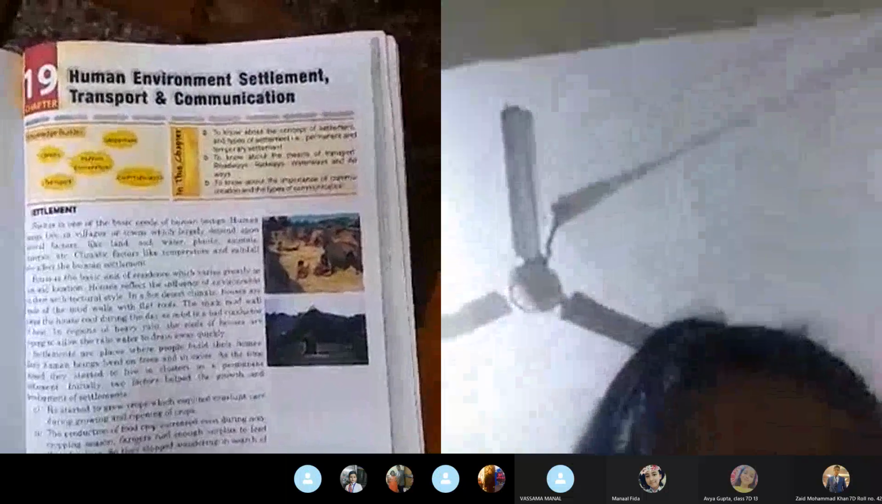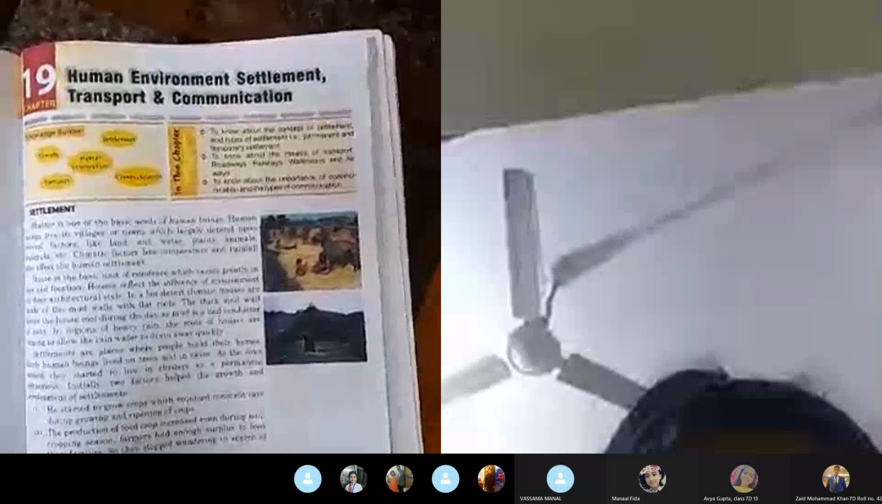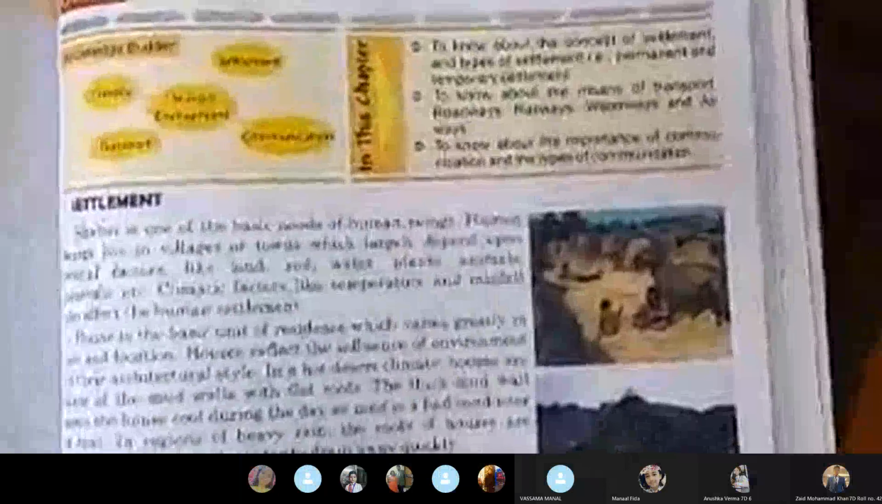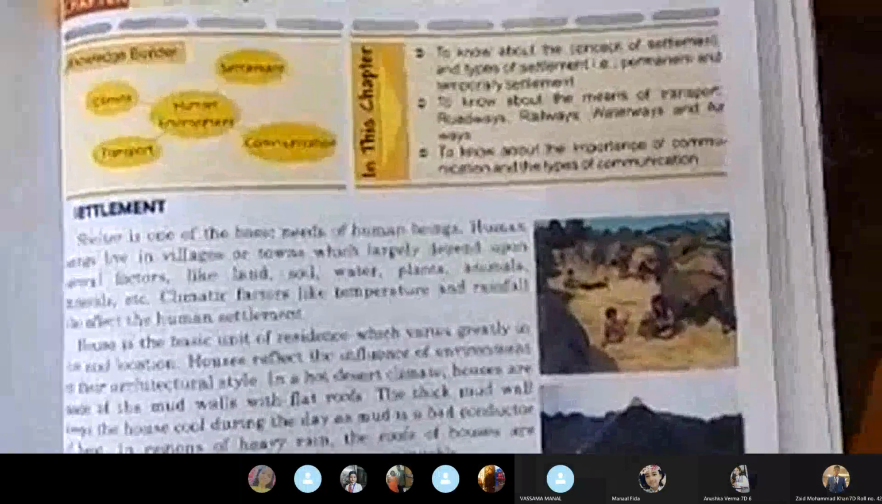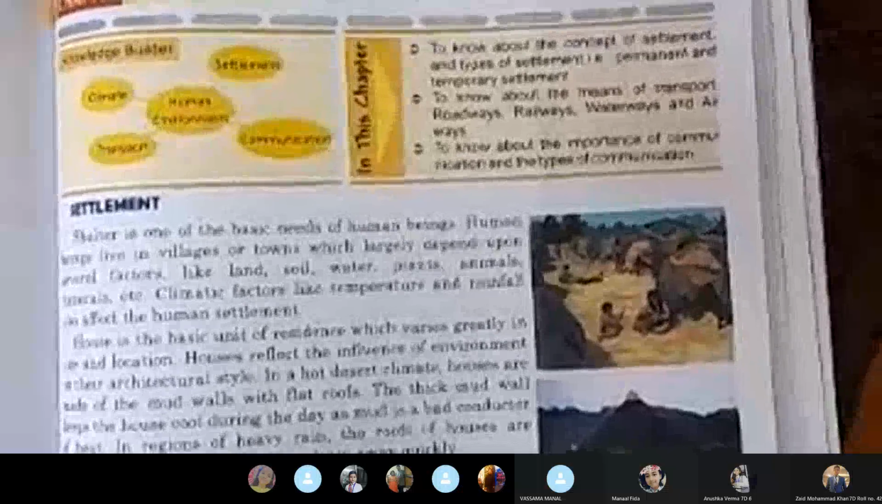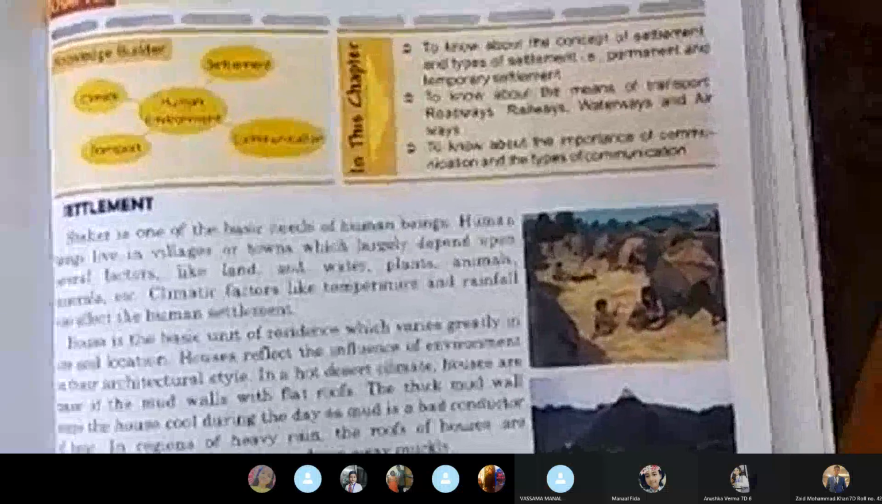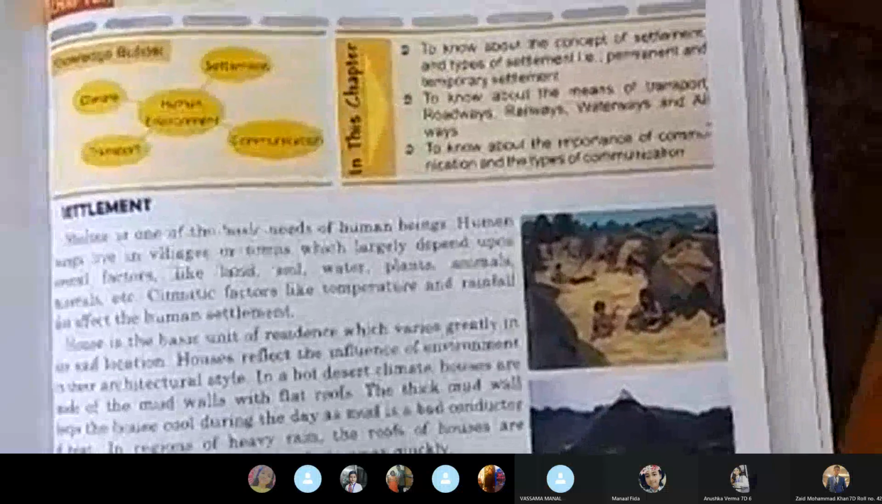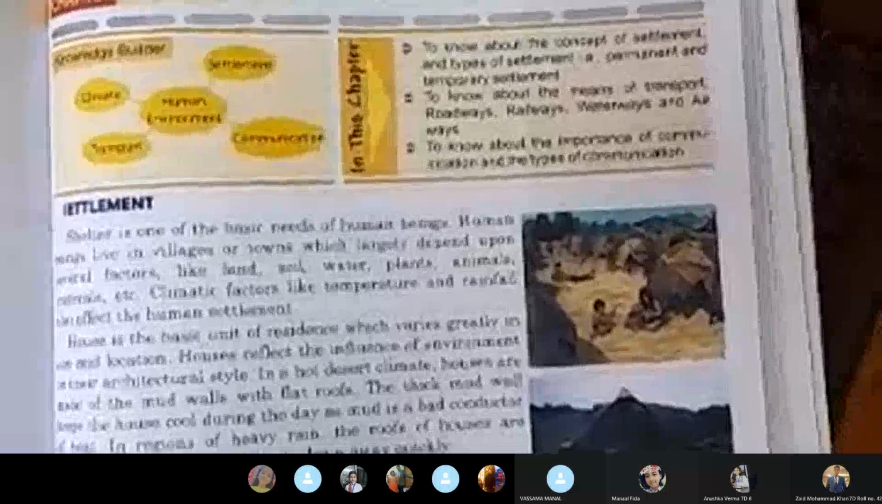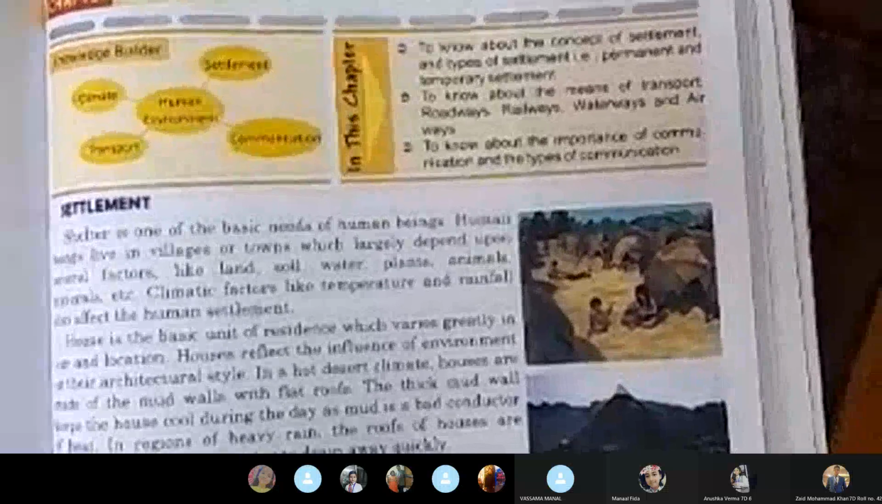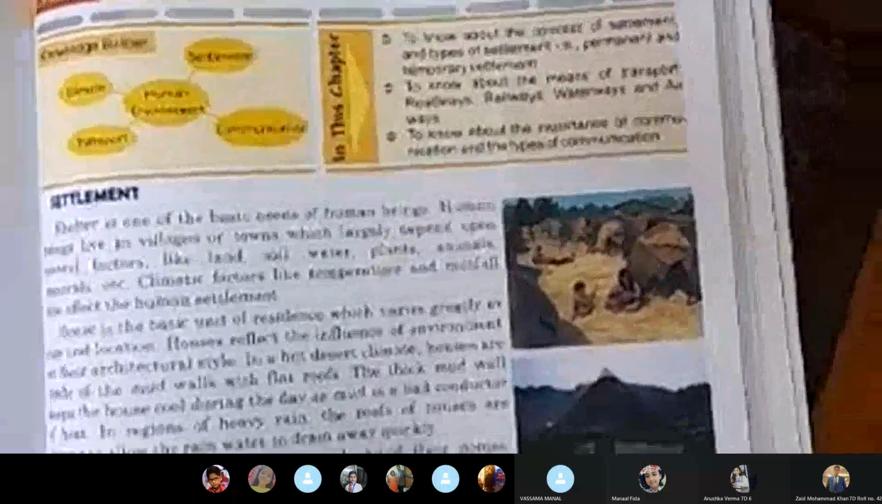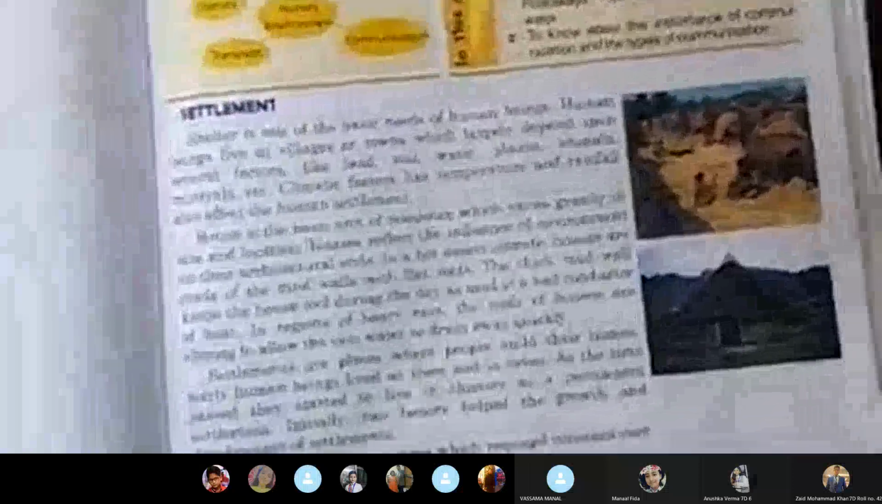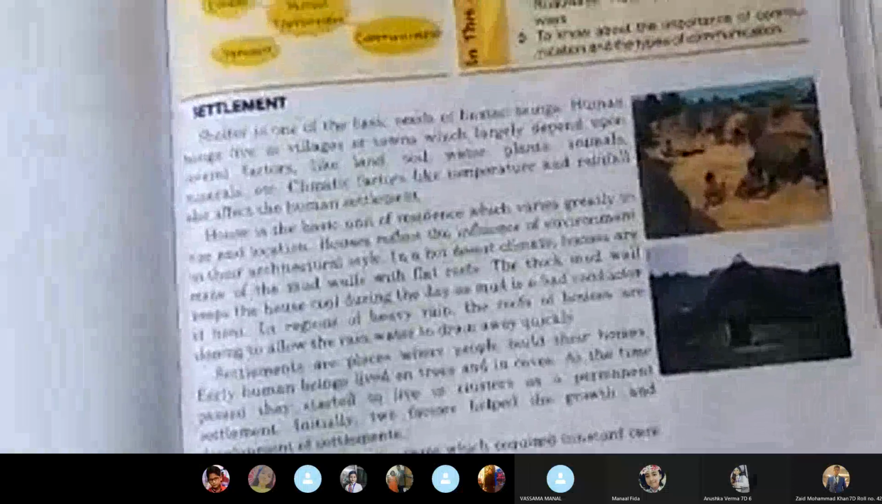Okay, so we are to know about the concept of settlement and types of settlements. That means whether they are permanent settlements or temporary settlements. Then we need to know about the means of transport, whether the means is available in roadways, railways, waterways, or airways. And then we talk of the importance of communication and the various types of communications. Okay, so we first begin with settlement.